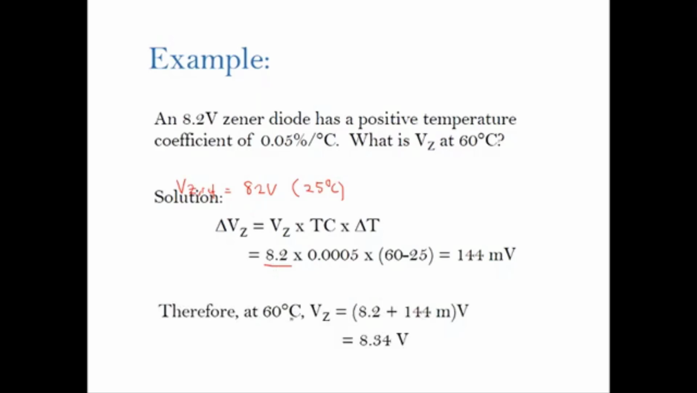So the Vz at 60 degrees Celsius is the reference plus the delta. So 8.2 plus 144 milli. So we get 8.34 volt.